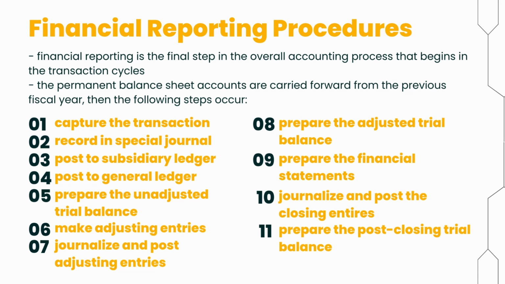Journal vouchers are prepared for entries that close out the temporary income statement accounts and transfer the income or loss to retained earnings. Finally, these entries are posted to the general ledger. 11. Prepare the post-closing trial balance. A trial balance worksheet containing only the balance sheet accounts may now be prepared to indicate the balances being carried forward to the next accounting period.